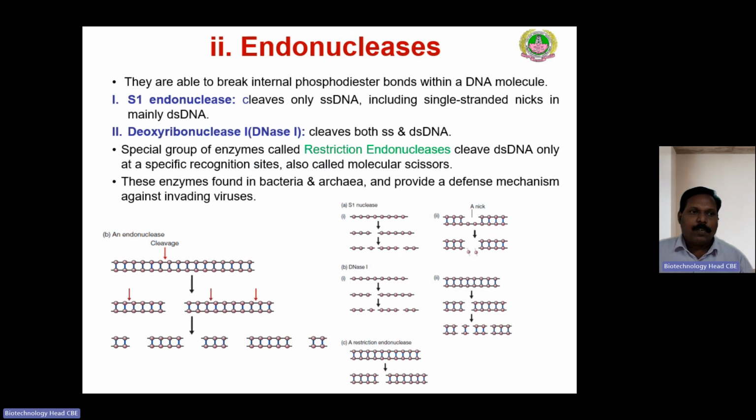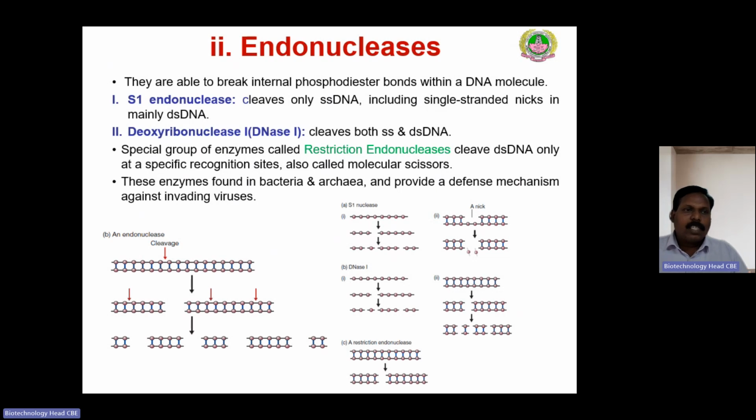The second category of nucleases is endonucleases. As the name implies, endonucleases act upon the internal regions, or the internal phosphodiester bonds, of the DNA molecule. For example, the S1 endonuclease cleaves only single-stranded DNA, which includes the single-stranded nicks that occur mainly in double-stranded DNA. The second type is DNase 1 or deoxyribonuclease 1, which will cleave both single-stranded as well as double-stranded DNA.